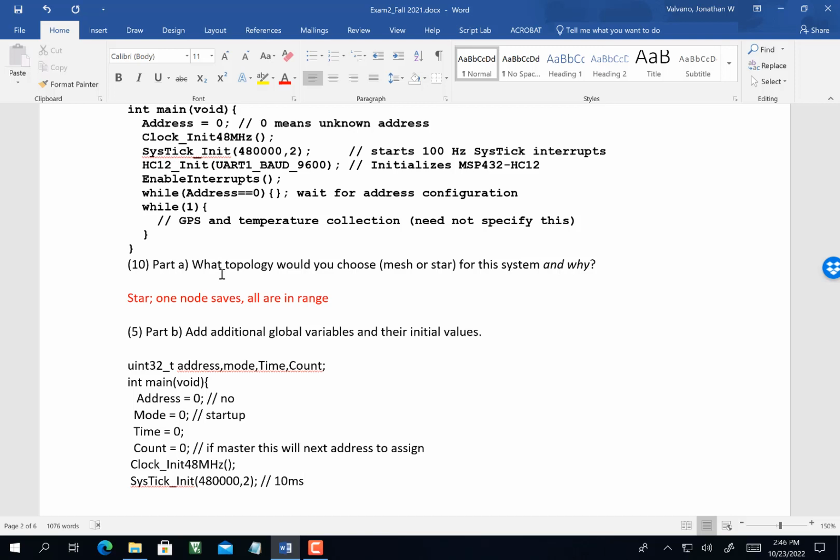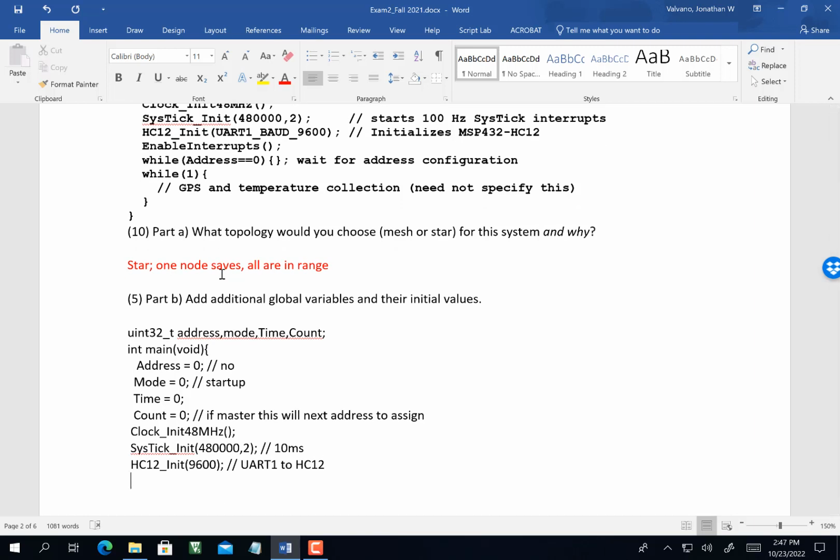And then I'm going to enable, again, we're building this off of the Lab 1 initialization. So I'm going to set this up at 9600 baud. This will be my UART1 to the HC12. Enable interrupts.